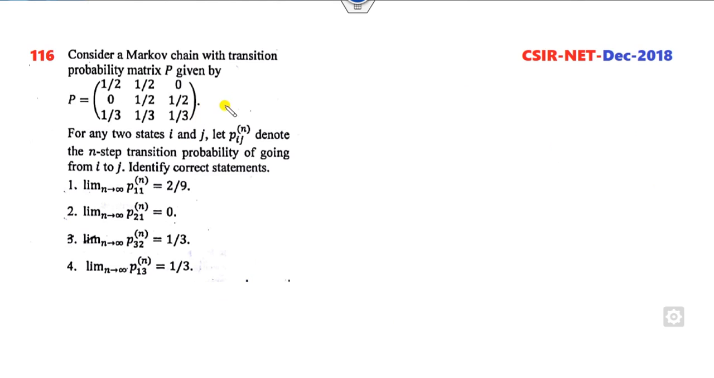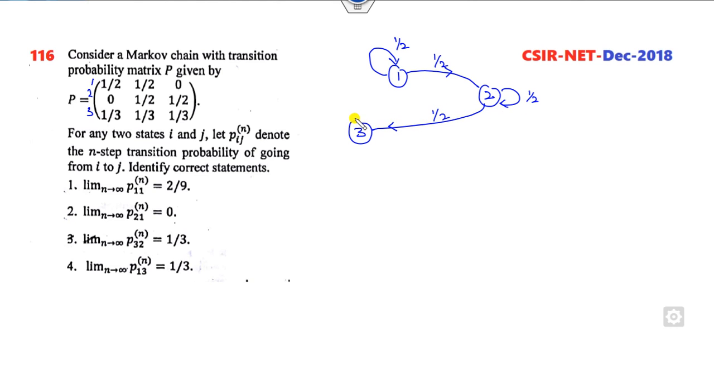This is one more counter example of a Markov chain. Whenever there is a Markov chain, you can draw the state diagram. So this is my 1, 2 and 3. 2 to 2 is a self loop, 2 to 3 is also there, 3 to 1, 3 to 3 and 3 to 2.